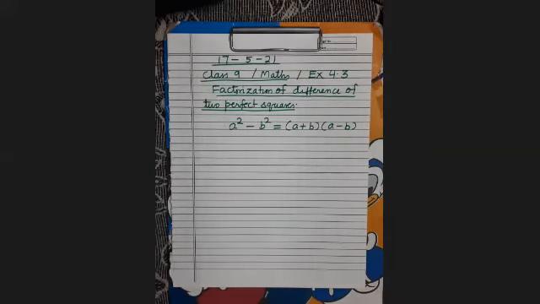Now today we will begin exercise 4.3. It is the factorization. It is based on the factorization of two perfect squares. Difference of two perfect squares. Factorization of difference of two perfect squares.